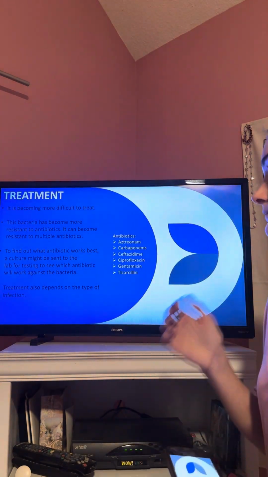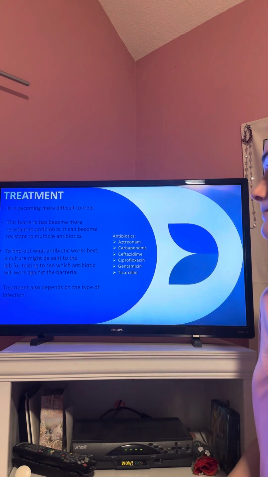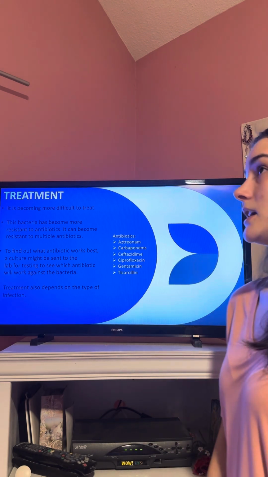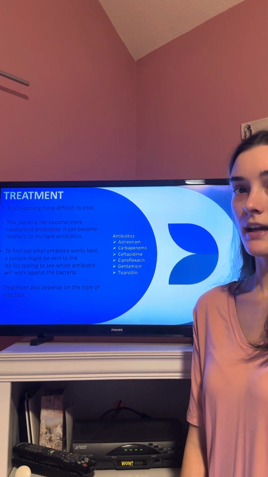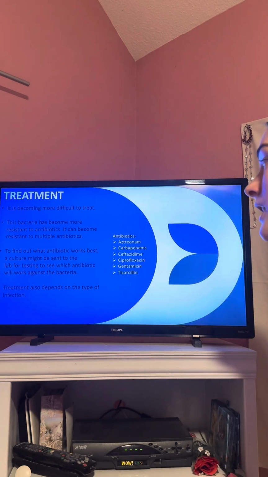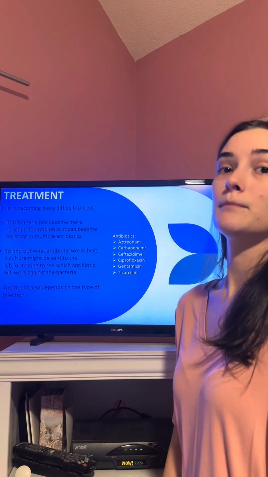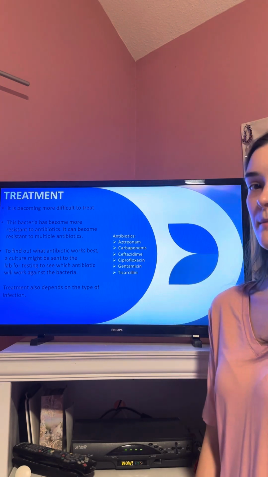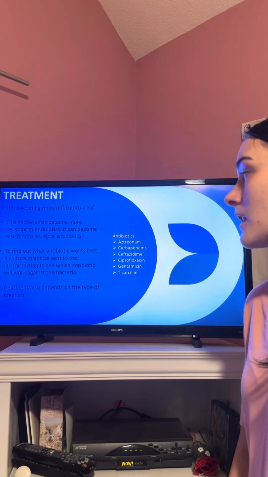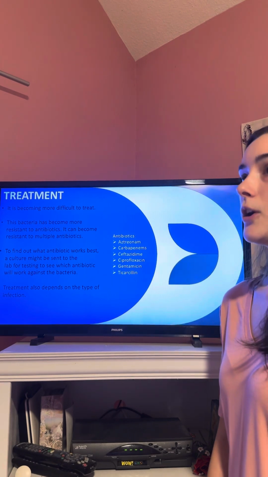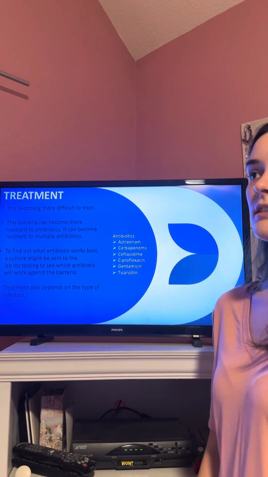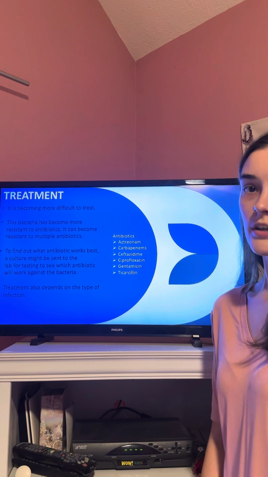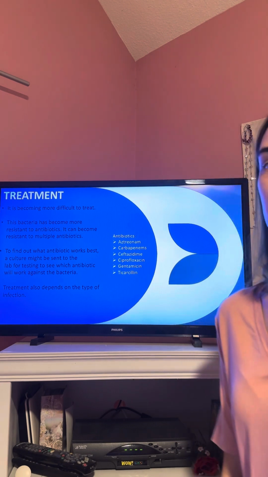Treatment. It is becoming more difficult to treat because this bacteria has become more resistant to antibiotics over time, and it can even become resistant to multiple antibiotics at once, which is why getting this infection can be dangerous. And it's important to treat it early, but treating an infection with this bacteria early is hard because it can be hard to find the antibiotic that will work.